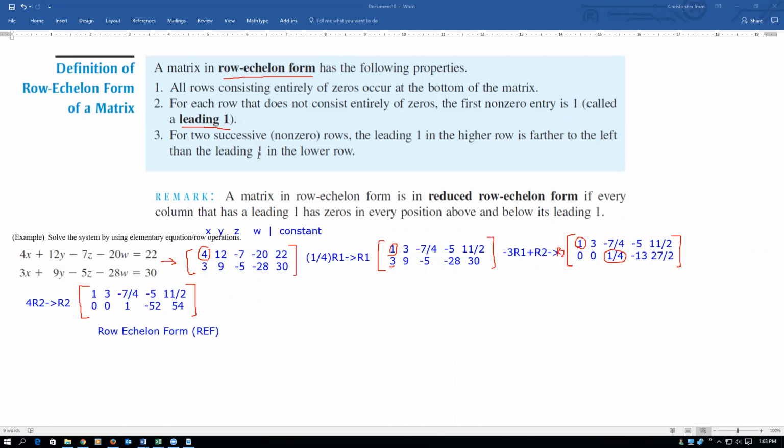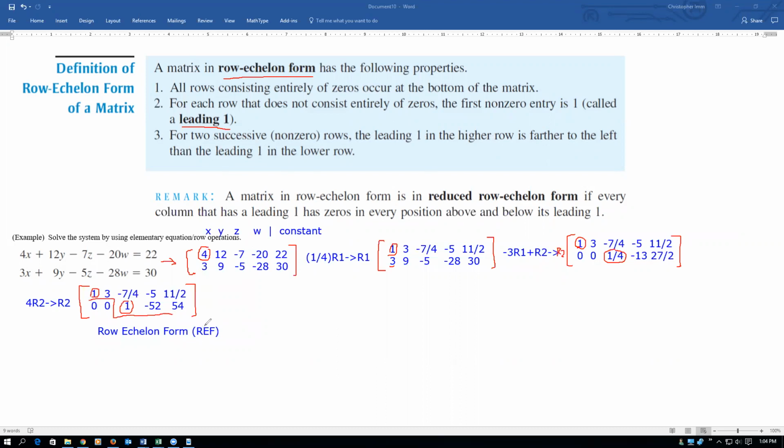Notice with the definition above, all rows consisting entirely of zeros occur at the bottom. There are no rows of zeros here. For each row that does not entirely consist of zeros, the first non-zero entry is a 1, called a leading one. We have that. Here's a leading 1, and here's a leading 1. And finally, for 2 successive non-zero rows, the leading 1 in the higher row is farther to the left than the leading 1 in the lower row. So that's true. It's sort of a stair-stepping configuration there. And that's REF.